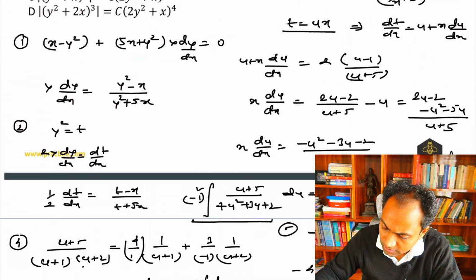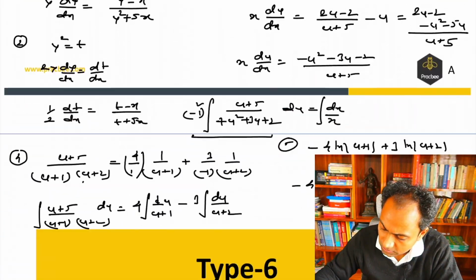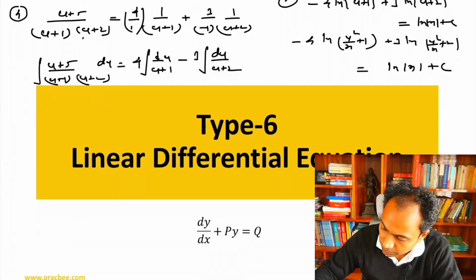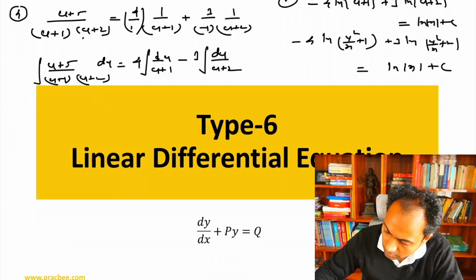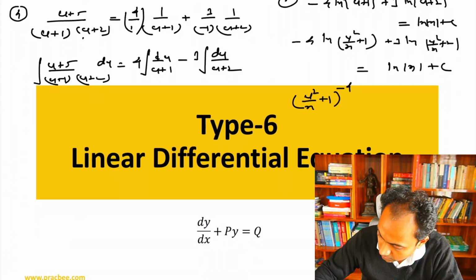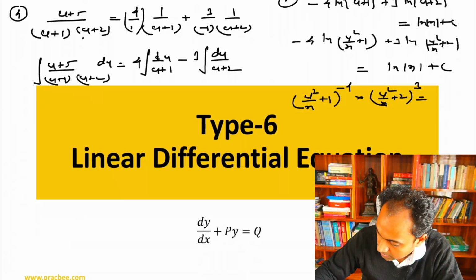So in options you can see that there is no ln term involved, so we'll have to eliminate this log term in order to get to an answer. So if I want to do that, let us write this. So this will become (y square by x plus 1) raised to the power minus 4 into (y square by x plus 2) raised to the power 3. This will be equal to x into a.